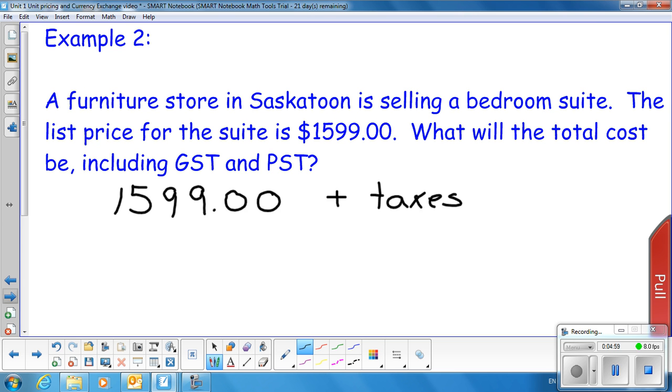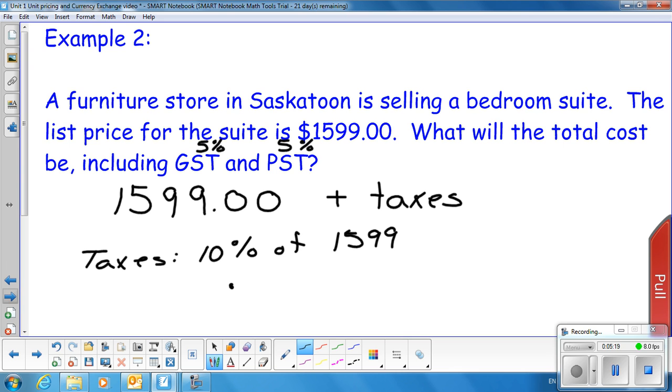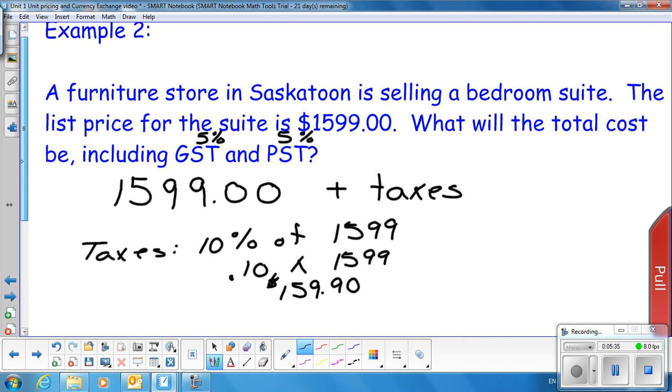Now our GST is 5%, and PST is 5%, and so the taxes are going to be 10% of the $1,599. To calculate how much is paid in taxes, 10% as a decimal is decimal 0.10 times 1,599 for a total tax of $159.90. Make sure that you're rounding things off to the nearest cent or to 2 decimal places.